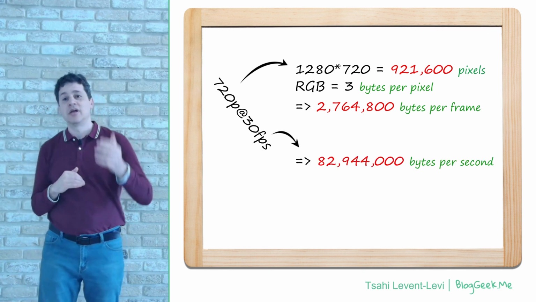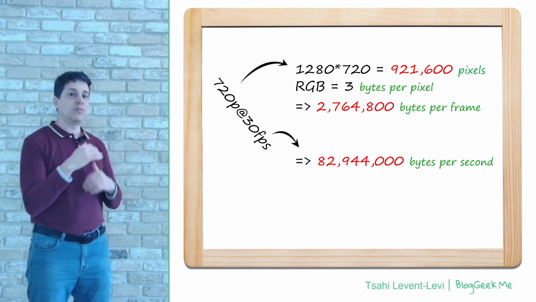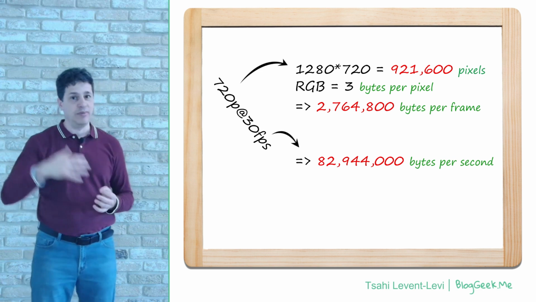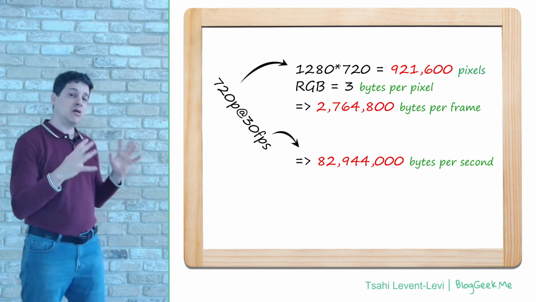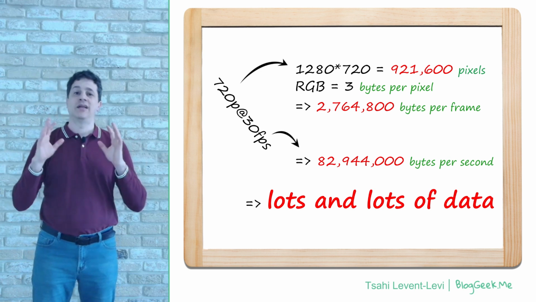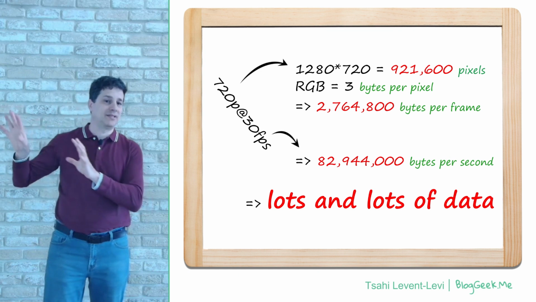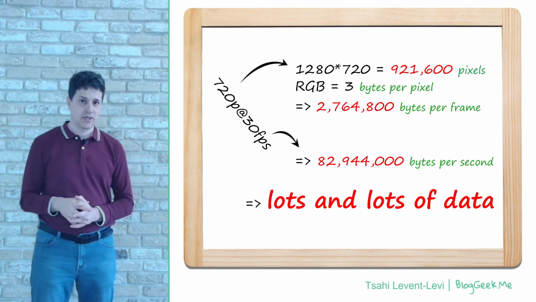But we want to do it at 30 FPS, 30 frames per second. So we multiply that 2.7 million by 30, and we get to around 83 million bytes. And that's a lot of data that we need to pass along the network. So we're not going to just pass it as is, we're going to compress it. And here we come to lossless and lossy.